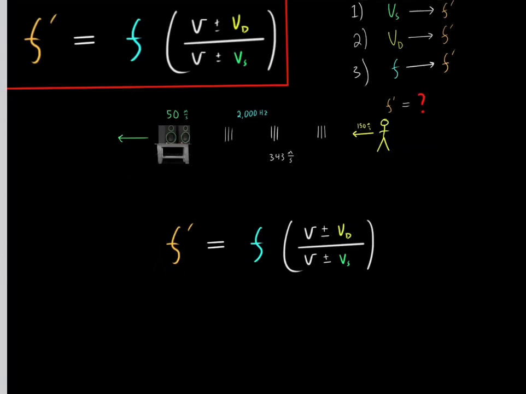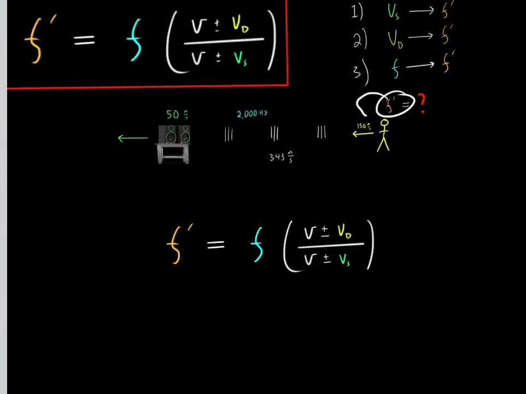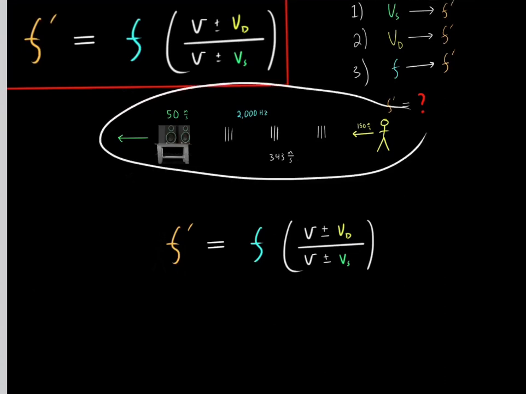So again, let's say we have the source of sound moving at 50 meters per second away from this detector. Let's say it produces sound at a frequency of 2000 hertz. Let's say the sound travels at 343 meters per second. And let's say the detector is moving towards the sound at a velocity of 150 meters per second. Under these conditions, what's going to be the frequency perceived by this detector? So again, I recommend you sit down, pause the video, and try to figure it out.